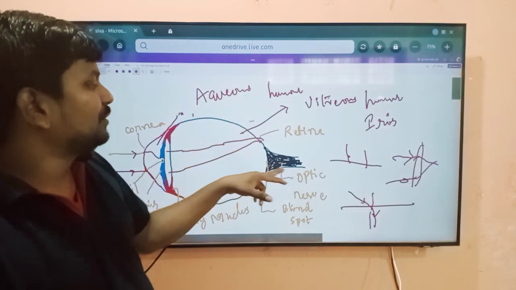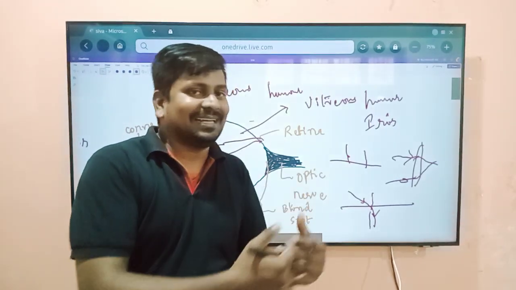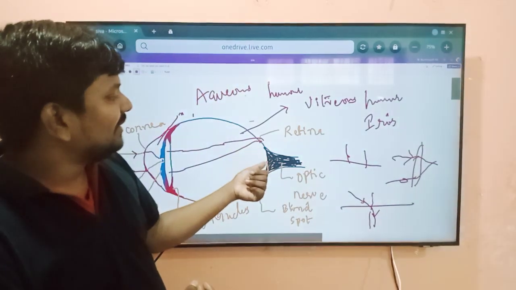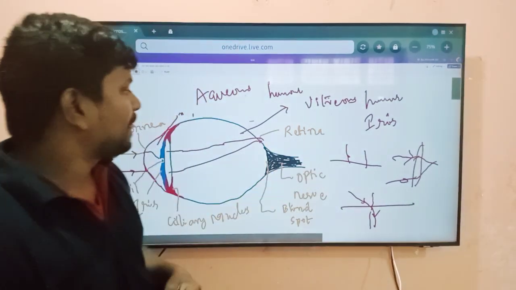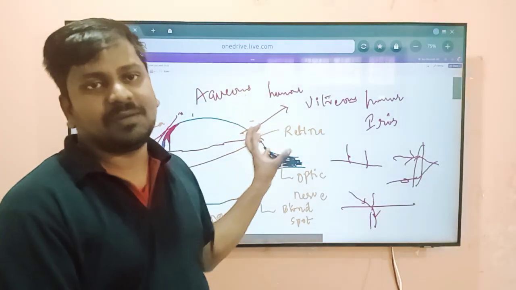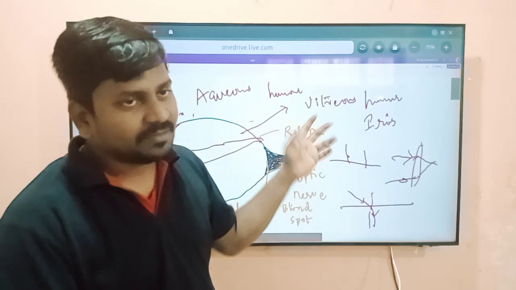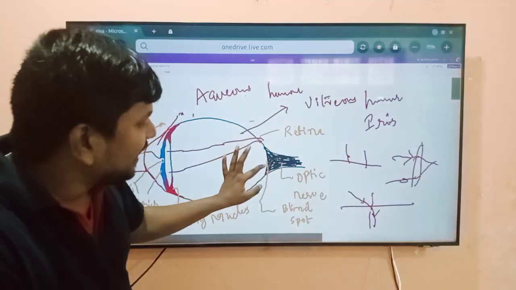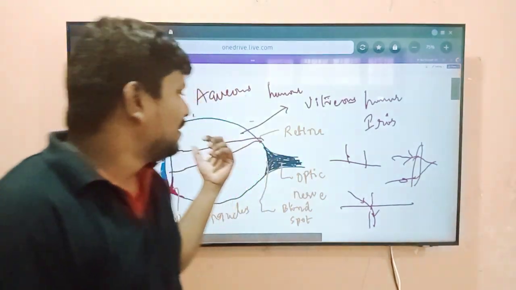That will pass through the optic nerve. The image will be converted into electrical signals, and those electrical signals will pass through the optic nerve to the brain. So these are the paths. Light rays pass, and electrical signals pass through the optic nerve to the brain. Here is the blind spot. No image will be formed there, that's why it is considered a blind spot.